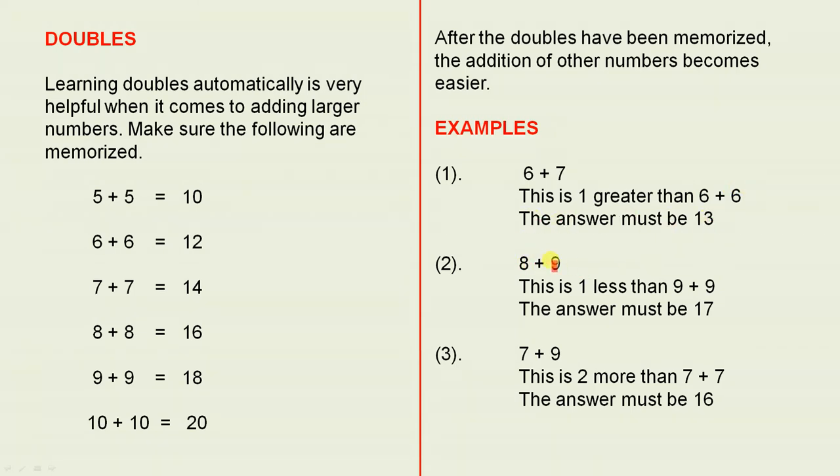If we're asked to do 8 plus 9, this is 1 less than 9 plus 9, because that's an 8. We know that 9 plus 9 equals 18, so if this is 1 less, the answer must be 17. 7 plus 9. This is 2 more than 7 plus 7, because this 9 is 2 more than 7. We already know that 7 plus 7 is 14, so if this answer is 2 more, then it must be 16.